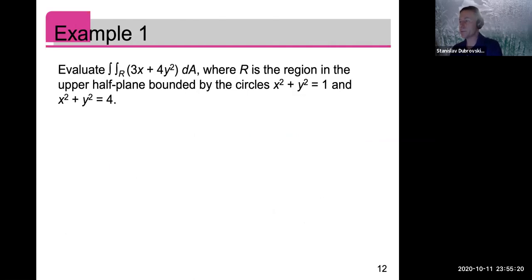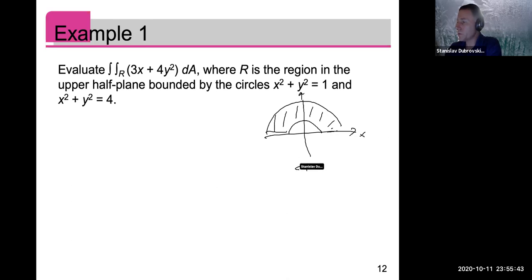So here's an example. Shall we do it? R is the region in the upper half plane bounded by these two circles. So you have this semi-annulus, radius 1 and radius 2, and only in the upper half plane. That's the region. So it's a good idea to sketch it and also a good idea to describe it. So r goes between what and what? 1 and 2, right? And theta between 0 and pi. Okay, then we're all set.